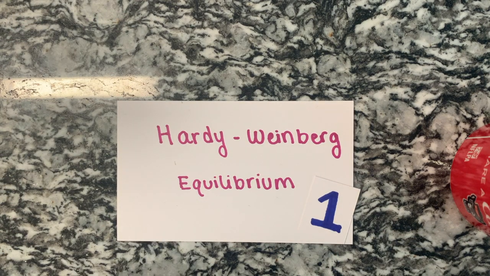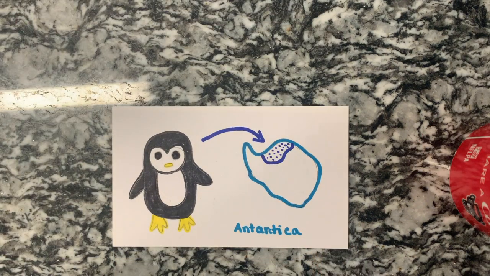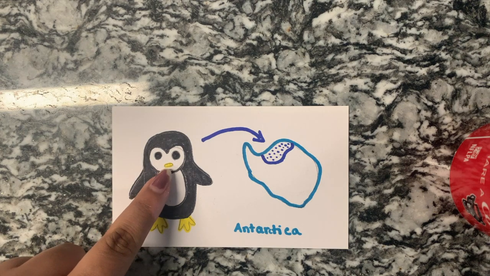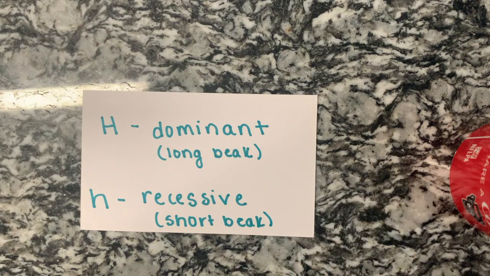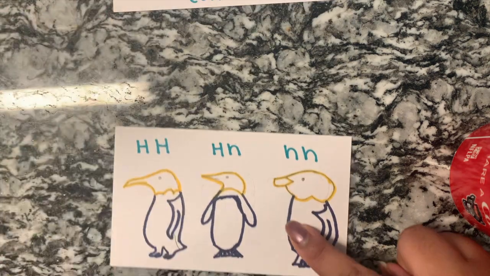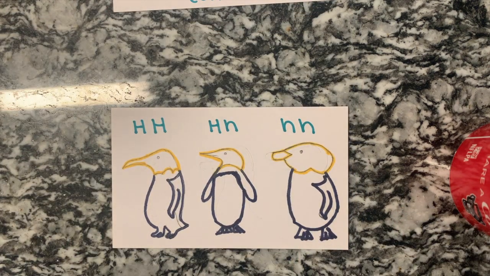So, how can we determine that a population is in this equilibrium? Let's take a look at a sample population of penguins living in Antarctica. We'll be focusing on the gene that determines the shape of the penguin's beak. We have two alleles, big H and little h. Big H results in a hooked beak, big H, little h results in a thick, medium-sized beak, and little h results in a small, thin beak.